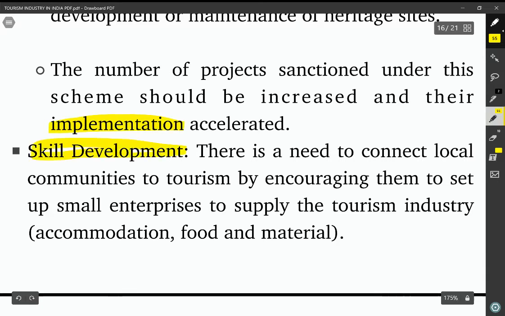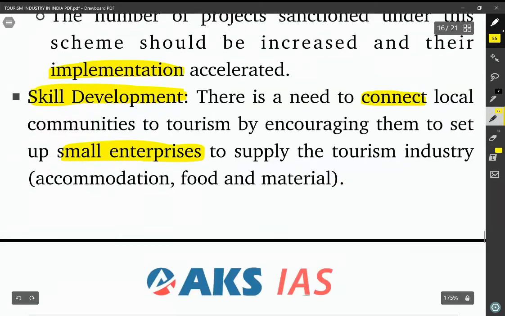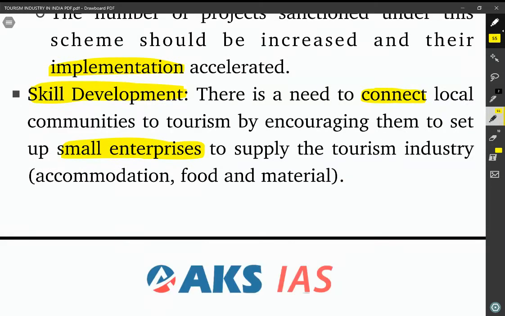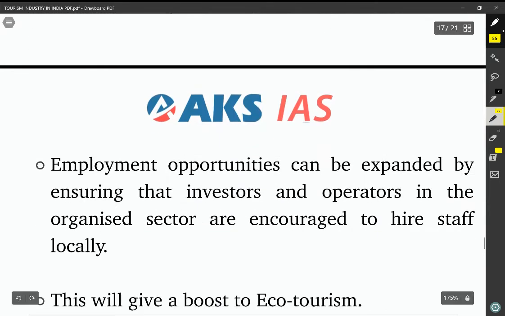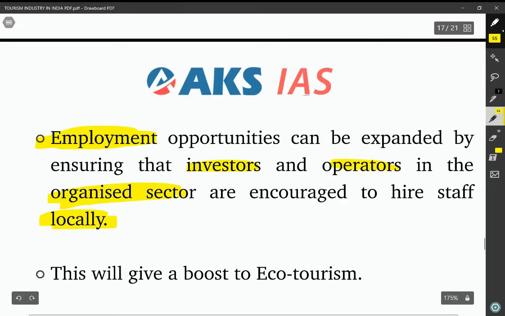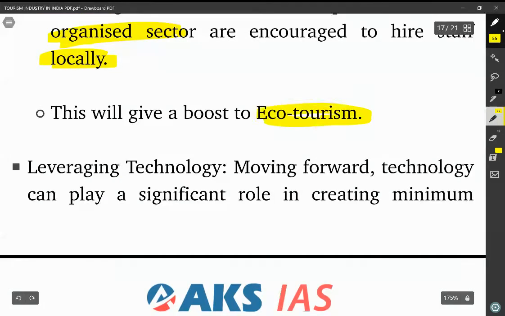Next important focus area is on skill development. There's a need to connect the local community to tourism by encouraging them to set up small enterprises to supply the tourism industry, that is accommodation, food and material should be supplied from the local small enterprises. By this, employment opportunities can be expanded by ensuring that investors and operators in the organized sector are encouraged to hire staff locally. This will give a boost to ecotourism.